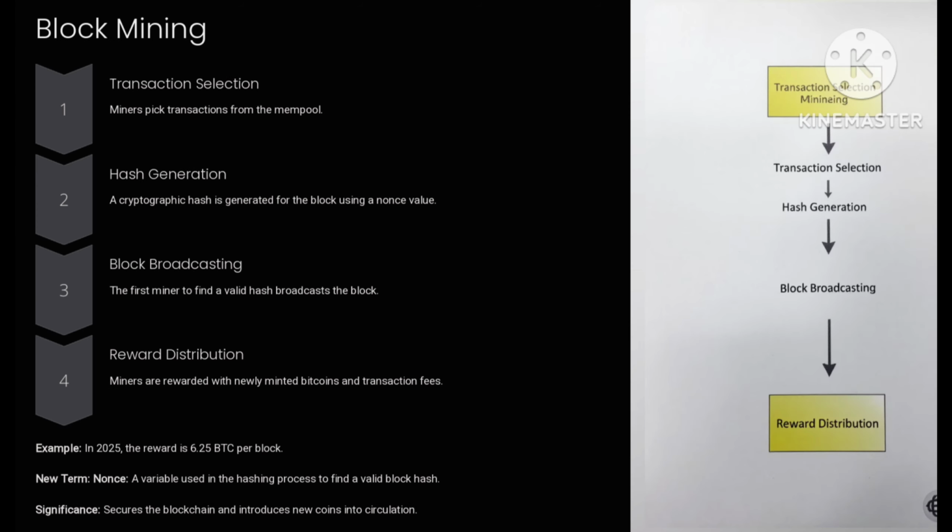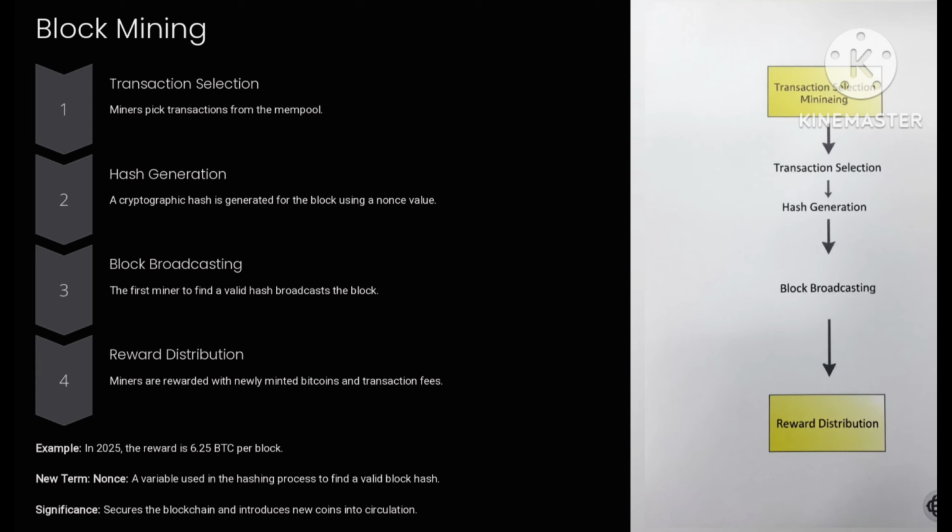Slide 3. Block mining. Mining is the heart of Bitcoin's security. It involves validating transactions and adding them to the blockchain. Miners solve complex mathematical problems to create a valid block, a process called proof of work (POW). Here's how it works. 1. Miners pick transactions from the mempool.